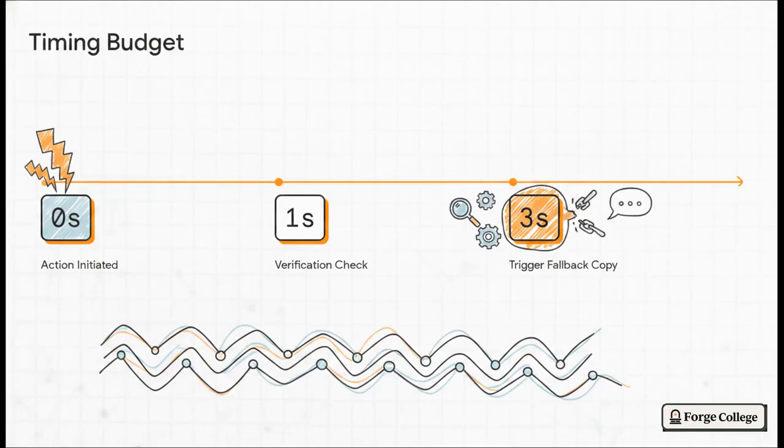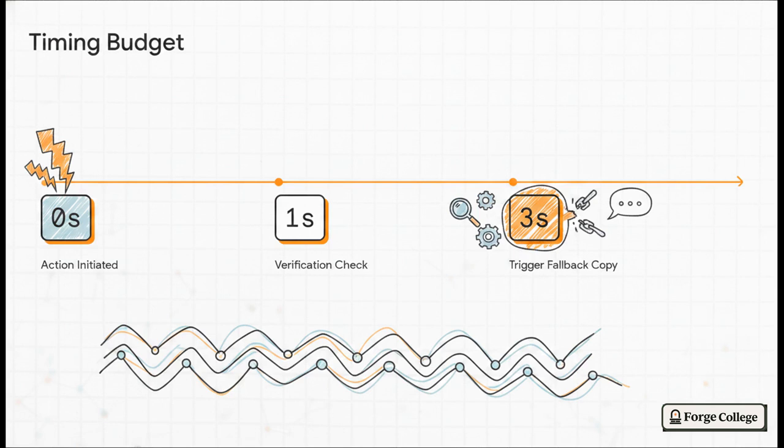And this timeline brilliantly illustrates how we manage that latency uncertainty. We call this the timing budget. At 0 seconds, the action is initiated. Fast forward to 1 second, and we run a verification check in the background. But here's the kicker. If we hit 3 seconds and the network is experiencing back pressure, we automatically trigger fallback copy. Never assume that sub-second responses will happen 100% of the time, even on Solana.